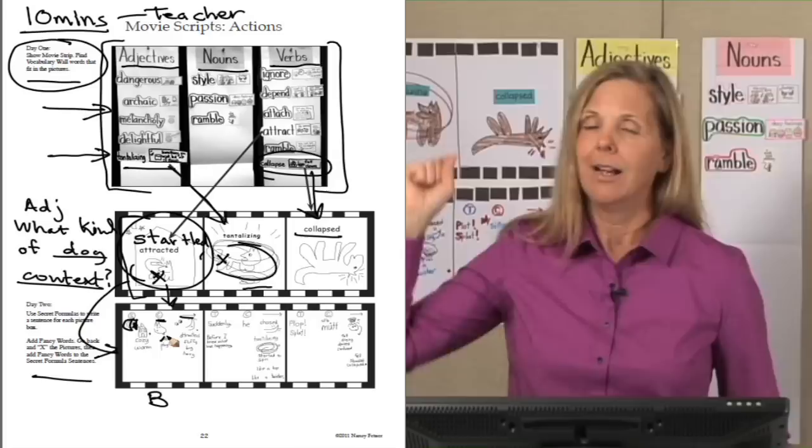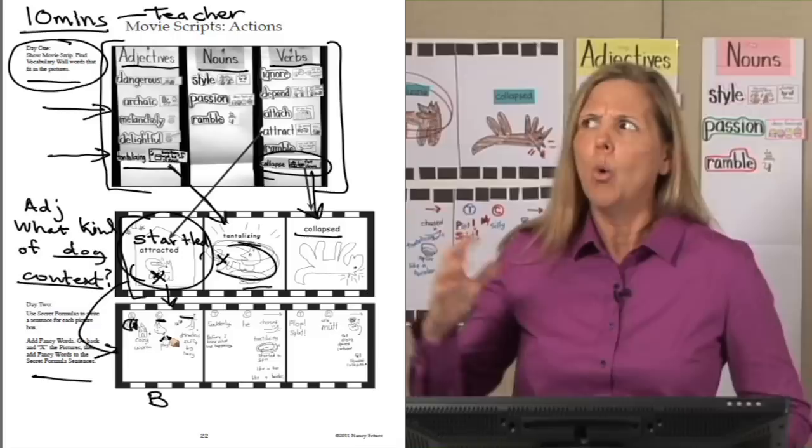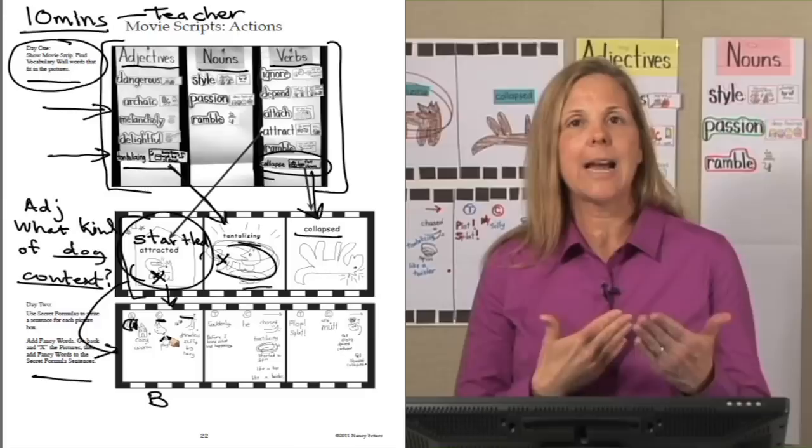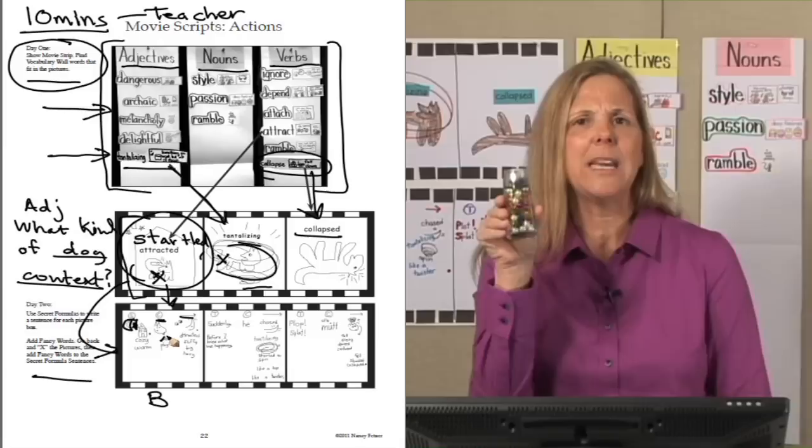We go back, we say the sentence over and over again. Maybe I could add another word. Late one night, down at my house, my dog was startled, then attracted by his tail. Once we decide how we're going to say the sentence, then we'll add fancy words. That's your salt and pepper shaker filled with some colorful beads that you shake to say add fancy words.